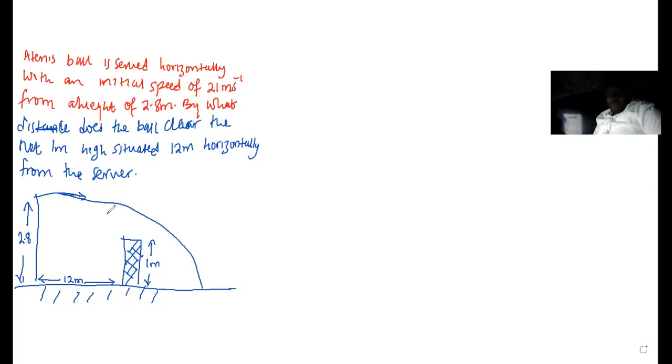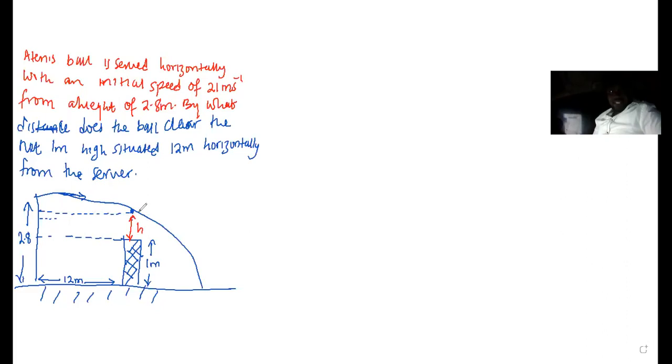Now, when you look at this ball, if the ball is clearing the net from here, then at this line, there's some distance they're asking for. They're asking for this distance, let me call it H, the distance above the net by which the ball clears the net.